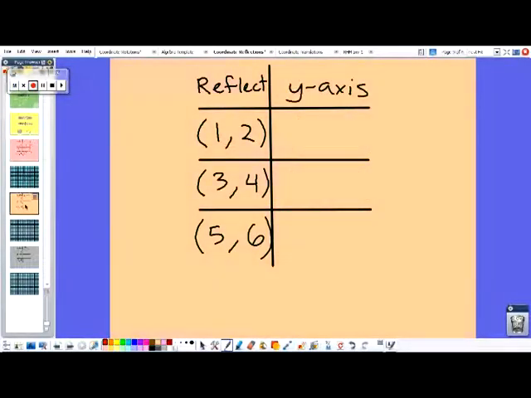Let's try this again. Copy this down. Ready? Okay. We are going to plot the points. It's the same points as the last time, but this time the line of reflection is the y-axis. We're going to reflect it to the other side of the y-axis.